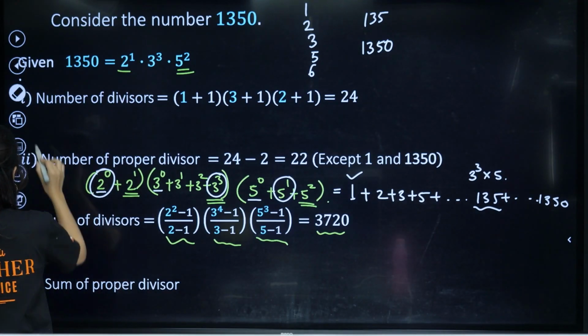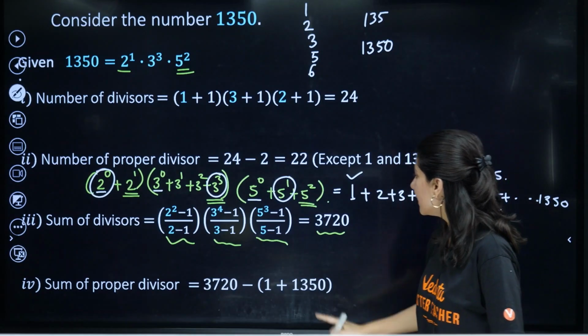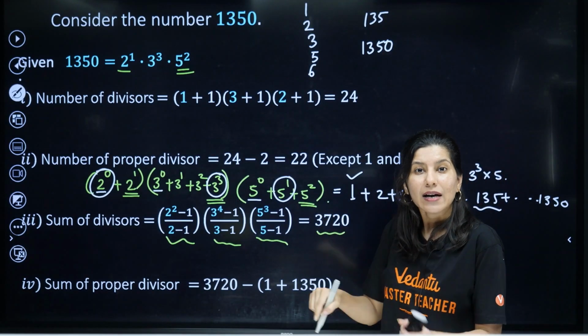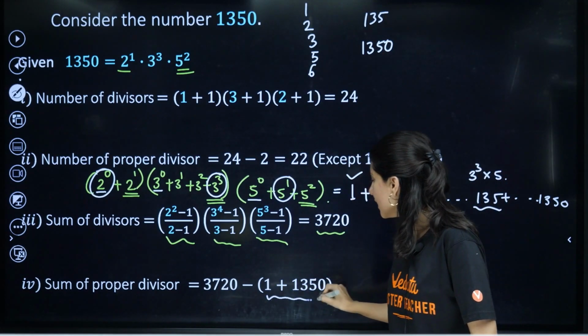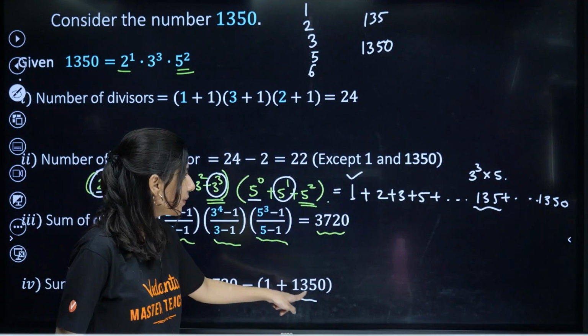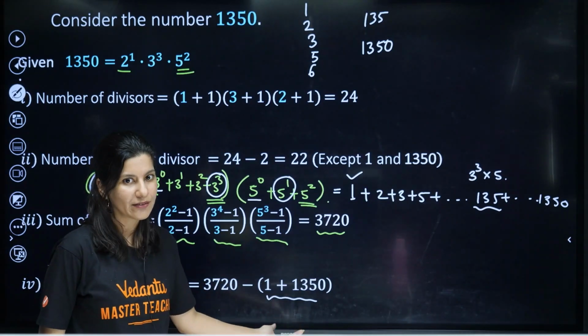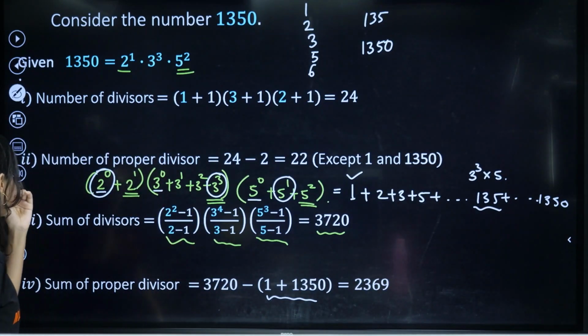Okay. And now if somebody asks you what is the sum of proper divisors. So the sum of proper divisors will be 3720, and you have to subtract 1 and 1350. Because 1 and 1350 are two divisors which are not proper divisors, which are improper divisors basically. Okay. All right. Clear?